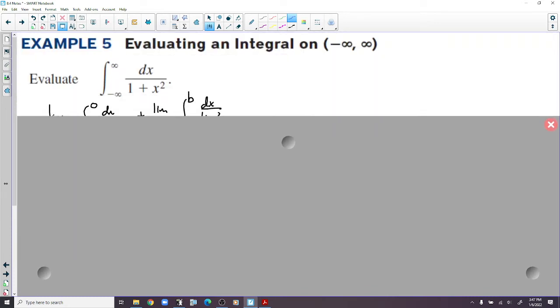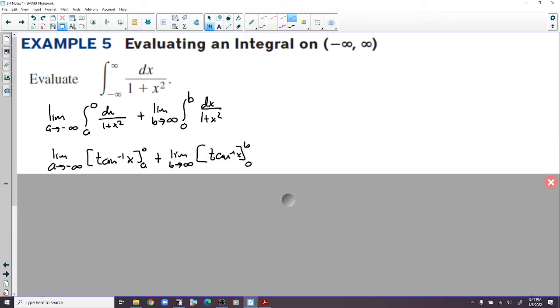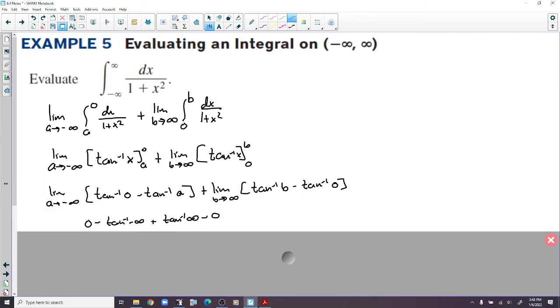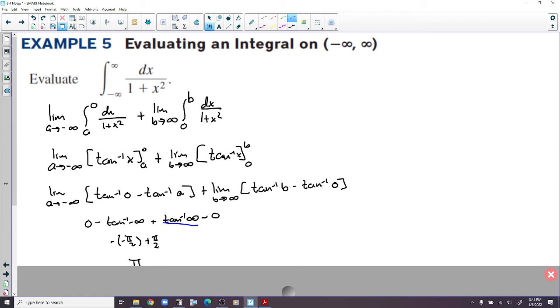This one is inverse tangent. But we're going to split it over. We got to pick a value in between negative infinity and infinity. 0 seems to be a reasonable choice. So we integrate inverse tangent, plug in the values right there, 0s and a's. And the inverse tangent of negative infinity is negative pi over 2, and the inverse tangent of infinity is pi over 2. So we end up with pi over 2 plus pi over 2, which is 2 pi over 2, which is pi.